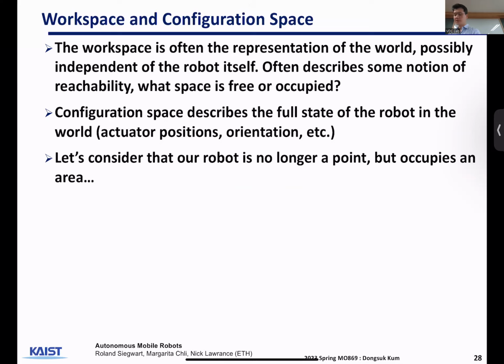shows these concepts. The workspace is often the representation of the world, possibly independent of the robot itself. Often it describes some notion of reachability, what space is free or occupied. Configuration space just describes the full state of the robot in the world. And let's consider a robot is no longer a point, but occupies a space or area.